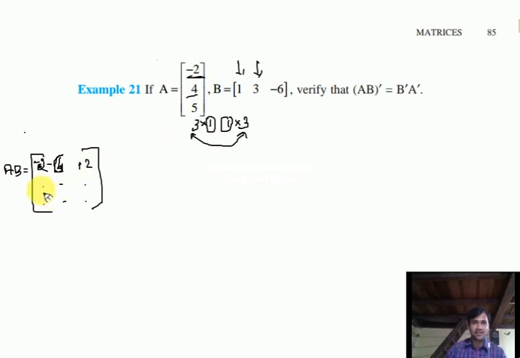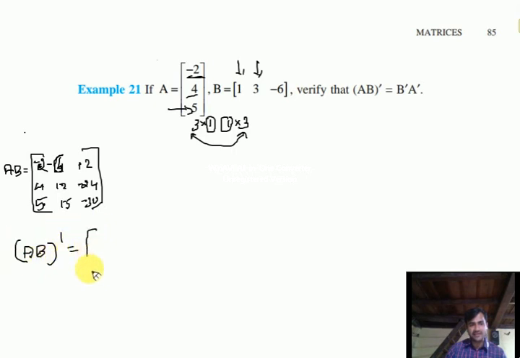Similarly this is the second row position. Second row means here we will get 4, 4 threes are 12, 4 into minus 6 will be minus 24. Similarly this is third row, first column. The third row should be multiplied by the first, second, third columns. So then it will be 5, 15, minus 30. Okay, so this is AB.